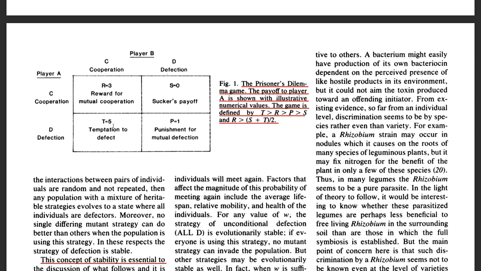Here what you see is the prisoner's dilemma game, the payoff to player A. What is the result, the payoff? Do you know what payoff is? The benefit, yes. The benefit to player A, okay? So let's say player B cooperates. What is the better choice for player A? For himself, defection, right?